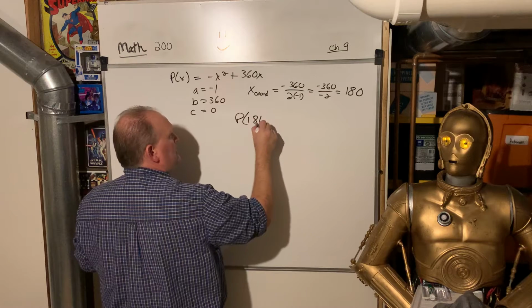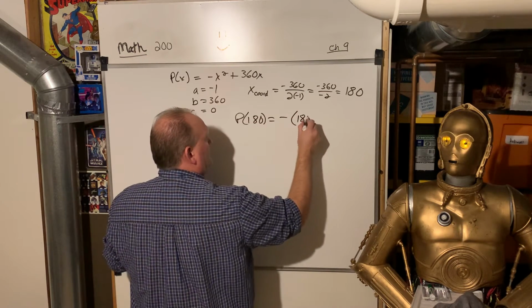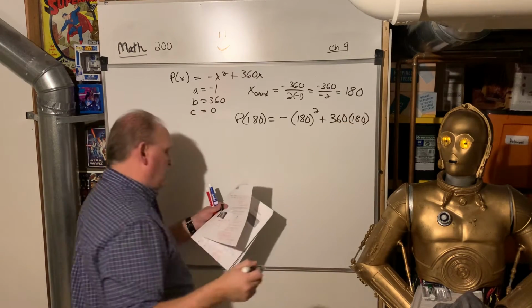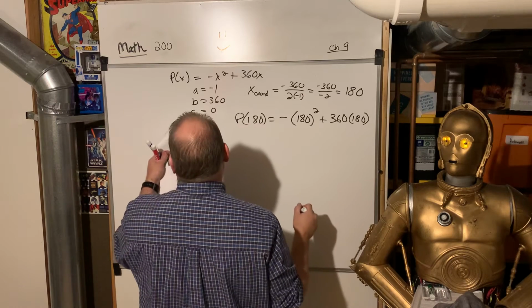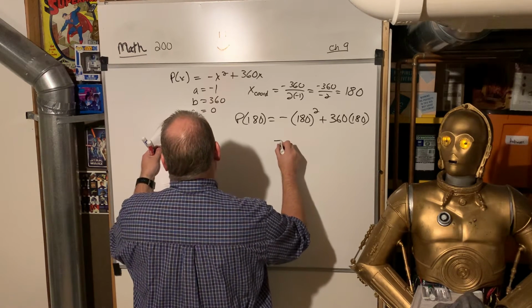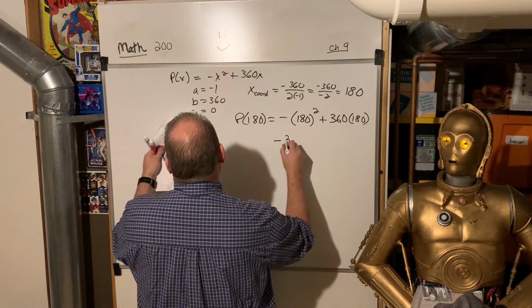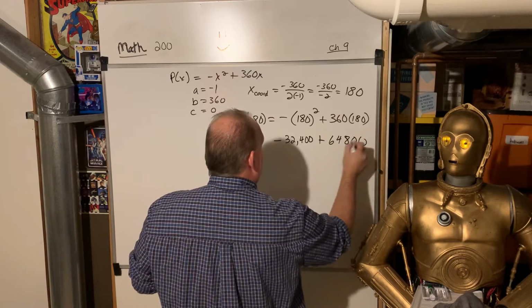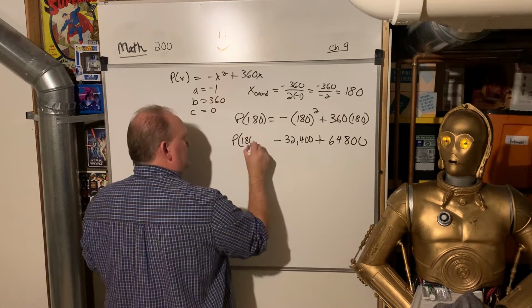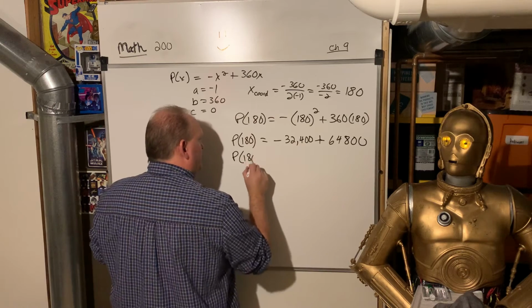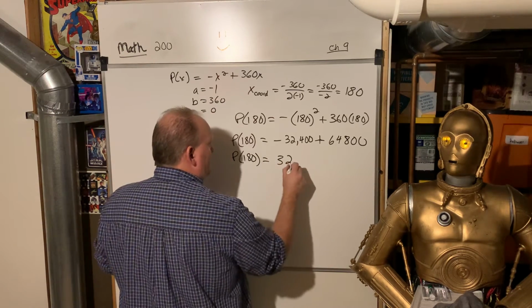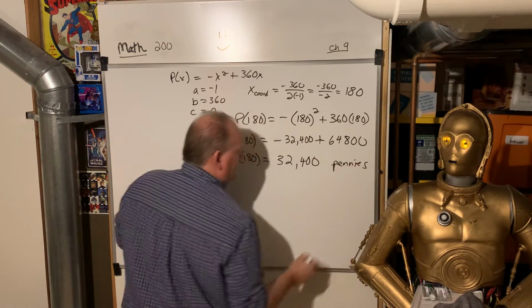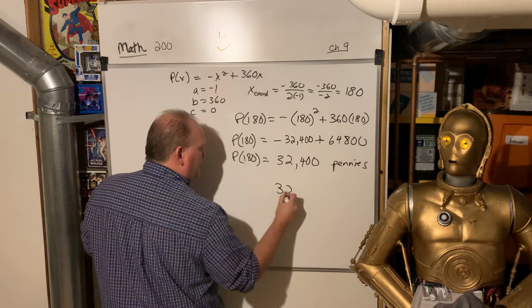P of 180 is equal to the opposite of 180 squared plus 360 times 180. And so what does that turn out to be? That turns out to be negative 32,400 plus 64,800, so P of 180 is equal to 32,400. Now, that is 32,400 pennies, and so then if we divide by 100, that's 324 bucks.